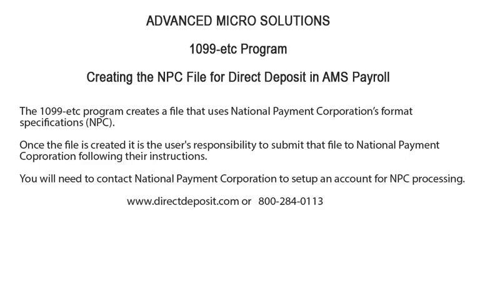This tutorial covers creating the file for direct deposit when using the NPC electronic deposit method in AMS Payroll. The NPC method creates a file in the pairs directory with all of the direct deposit information in it. Once the file is created, it is the user's responsibility to upload the file to NPC for processing so that the funds can be distributed.